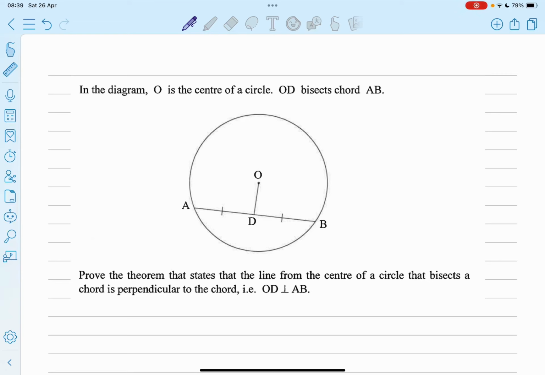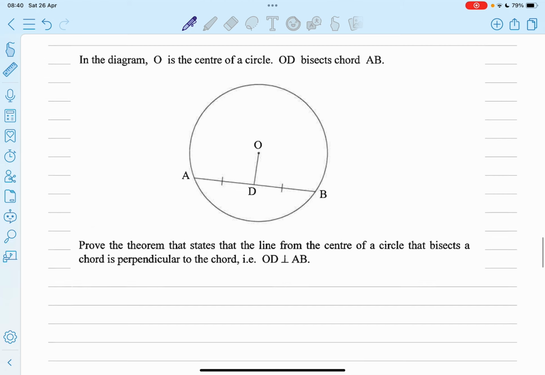Hi there. So in this exam question, we are proving the circle geometry theorem that states that the line drawn from the center of a circle that bisects a chord is perpendicular to the chord. In this diagram, we are told that O is the center and the line from the center is OD, and it's going to be bisecting the chord AB. So we've been asked to therefore prove that OD is perpendicular to AD.